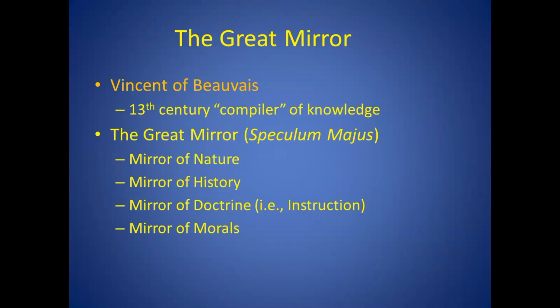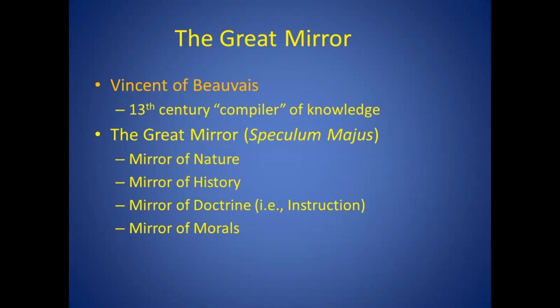Now I want to shift to another book, and that one is The Great Mirror, written by a monk, Vincent of Beauvais, in the 1200s. He and others were great compilers of knowledge, and Vincent wrote this huge compendium of knowledge called A Great Mirror. The idea that nature, history, doctrine, morals, all of this represented or reflected truths, that history reflects and holds Christian truths. So it's this idea of correspondence between past and present and so forth.